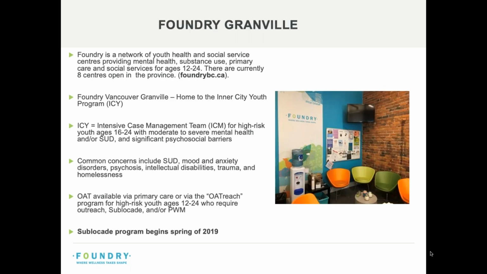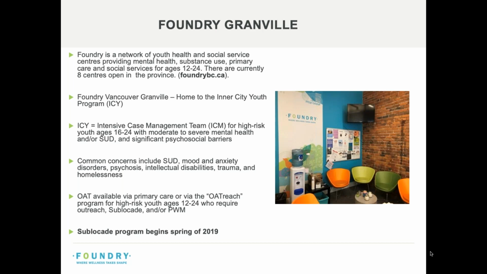Okay, so just a little bit about Foundry, where I work. Foundry is a network of youth health and social services centers. There are 8 centers across BC, and we've been around for about 3 or 4 years now. Foundry Vancouver was the first one that opened, and that's the one that I work at, and it's the prototype. It's a place where any youth ages 12 to 24 can come in and get primary care, substance use services, and social services.